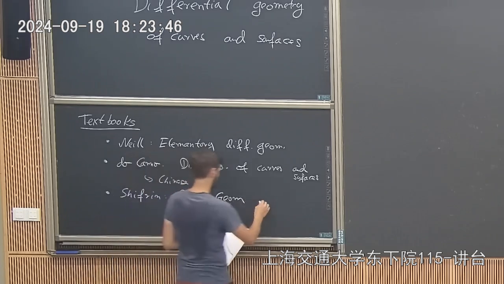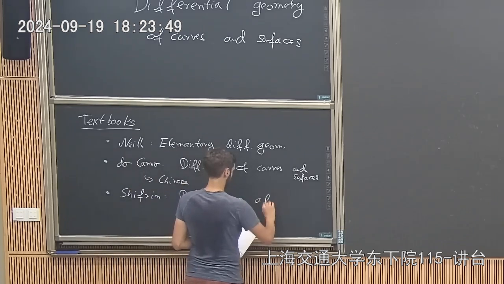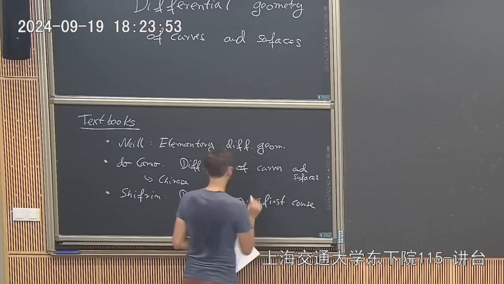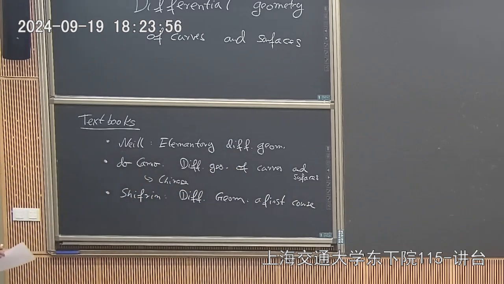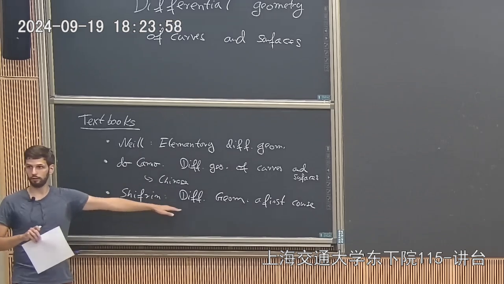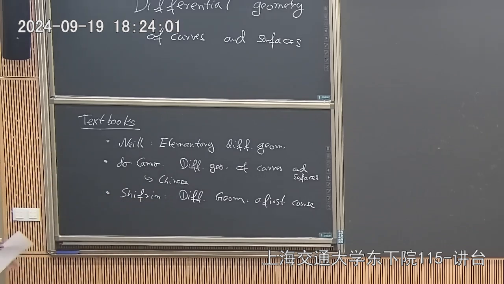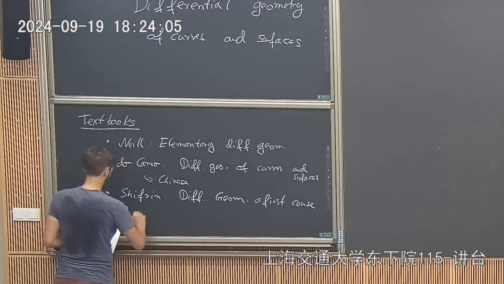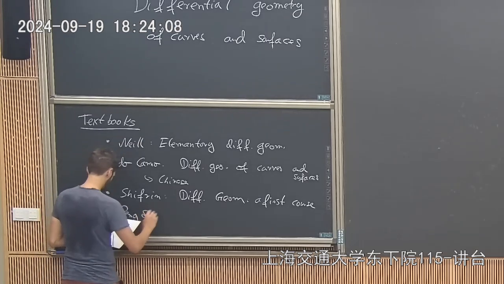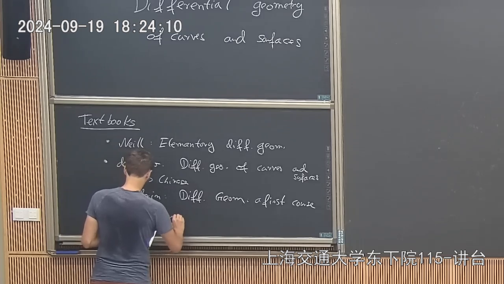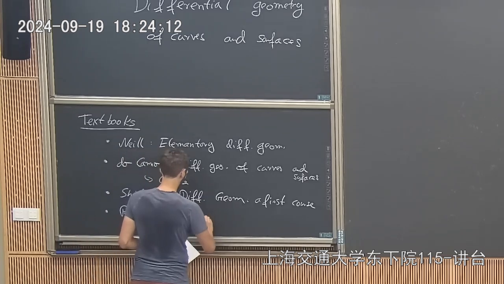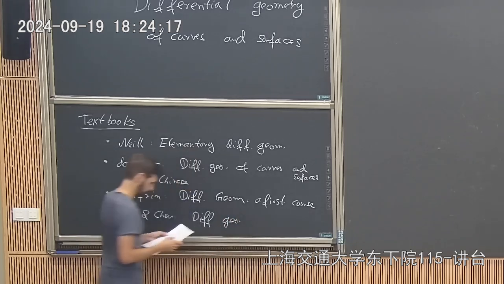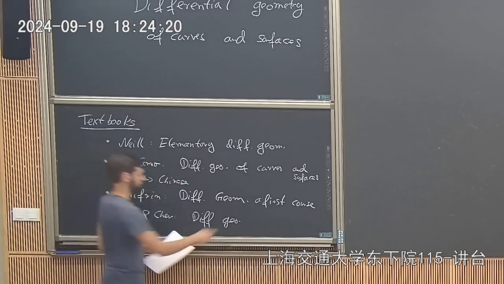So these are the first course. These ones you can just download for free on his website. And then there is a completely Chinese book, if you prefer, which is by Peng and Chen, which is also called differential geometry. So this one is also in Chinese.